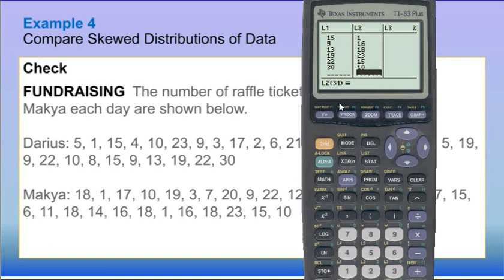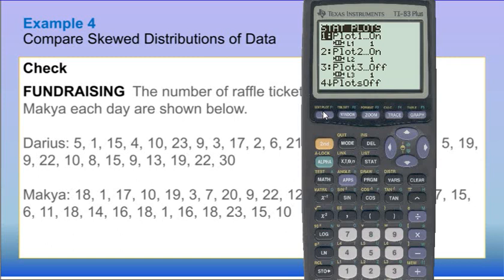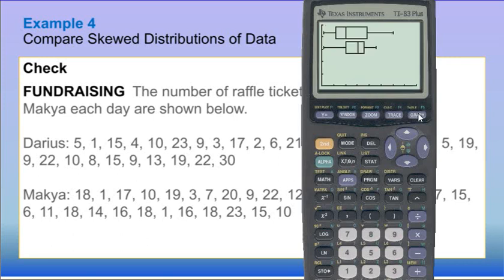From that point, we're going to create our box and whisker plots. Just want to make sure that these are on. They are. If I hit graph, I have to change the window settings. So let's change it from 0. The maximum, let's go 40, counting by 5. And graph it. There we have our 2 box and whisker plots.